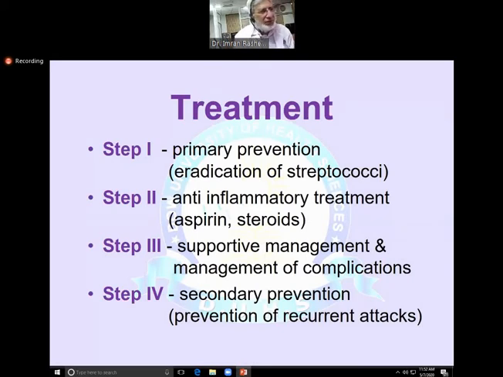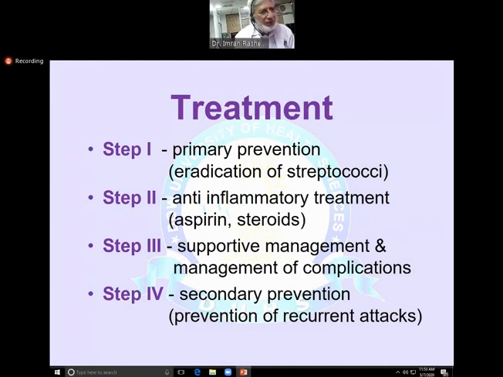And step four is the secondary prevention, meaning prevention of recurrent attacks, because it has been seen that every time a recurrent attack takes place, there is a chance of further damage to the heart. So if someone has developed rheumatic fever once, we would not like to have a second recurrent attack of rheumatic fever in that child, because we know that with every recurrent attack, the chances of damage to the heart will get further increased. So prevent the child from further damage.